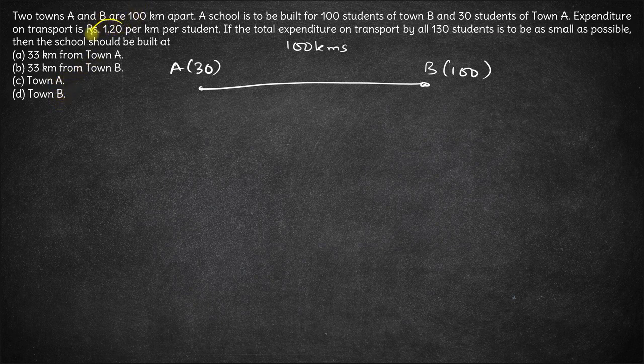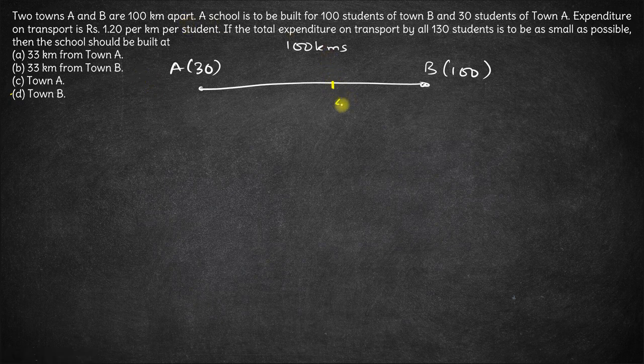Now, since the cost per kilometer is the same for both sets of students, A as well as B, it's very intuitive that because town B has more students, if you minimize the cost for these, you will minimize the cost of the whole group. So if you build the school at town B itself, then the total cost will be minimized. So the answer must be option D. And let's prove that mathematically as well.